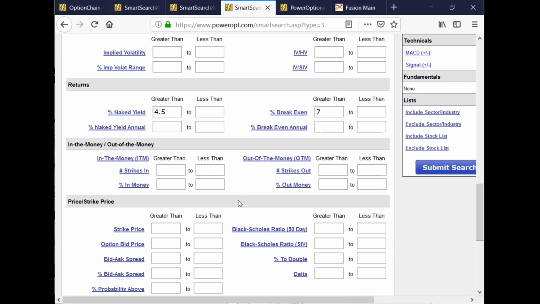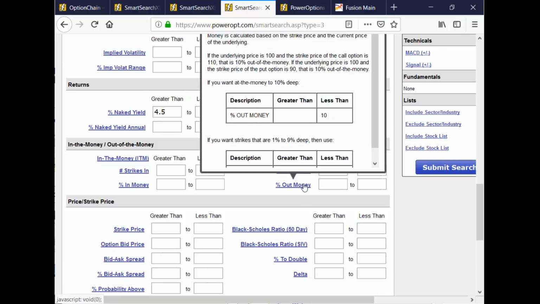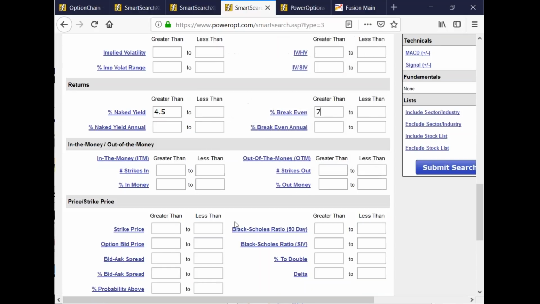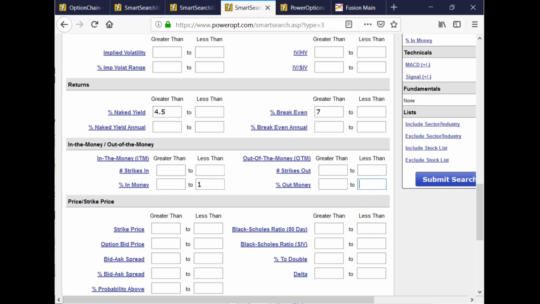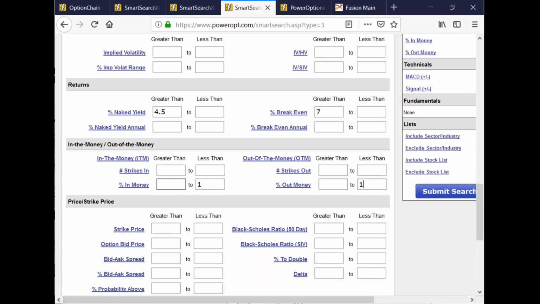At-the-money range. I want to isolate it to be just at the money. So I can screen by percent in the money, which I wouldn't do with a naked put, or percent out of the money, or by number of strikes. So I could just go no more than 1% in, blank to 1, and no more than 1% out. If you prefer a little bit more safety, you want it to be at to slightly out of the money, just put in 0% out of the money to 1.